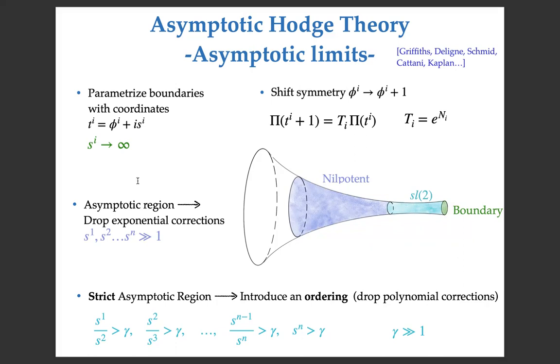And this strict asymptotic region, apart from making all the moduli large, includes one more thing, which is an ordering. Basically, we send the first modulus that we call S1 to infinity first, and then the second after, and so on, so that there is some hierarchy between them and some ordering. Okay, this allows us to drop polynomial corrections in these ratios, and this allows us to give these very explicit results. So this being said, this blue region, this strict asymptotic region, is the region about which I'm going to talk during the rest of the talk, and all the results apply there, okay?